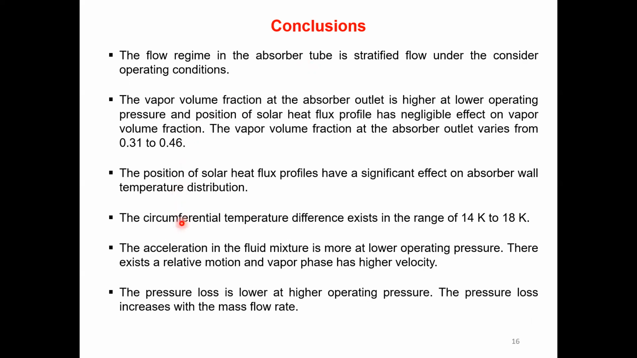The maximum circumferential temperature difference in the absorber wall exists between 14 Kelvin to 18 Kelvin under the considered boundary conditions. At lower operating pressure, the acceleration in fluid mixture is more. It has been found that relative motion exists between liquid and vapor, where vapor phase moves with higher velocity. It has been observed that there is low pressure loss at higher operating pressure. The pressure loss increases with increase in the mass flow rate.